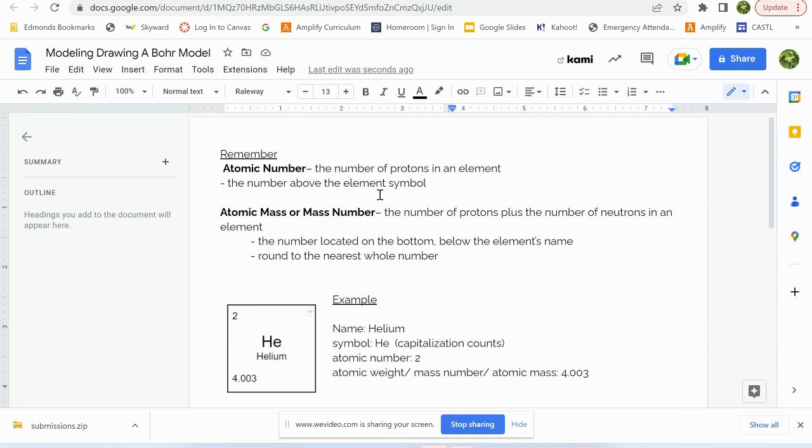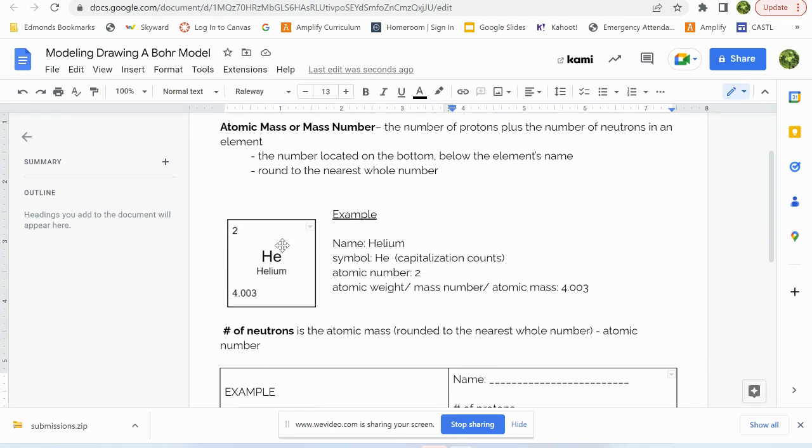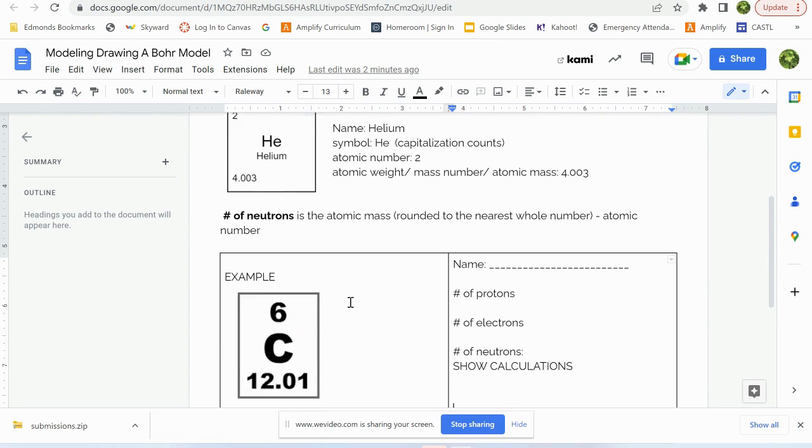The number on top is the number of protons in an element. That's called the atomic number. We know the number of protons equals the number of electrons, so if it has 2 protons, it has 2 electrons. This number down below is called the mass number, or the atomic mass. It is the number of protons plus neutrons. To find the number of neutrons, you take the bottom number rounded to the nearest whole number minus the top number, the atomic number. So 4 minus 2 would be 2 neutrons.